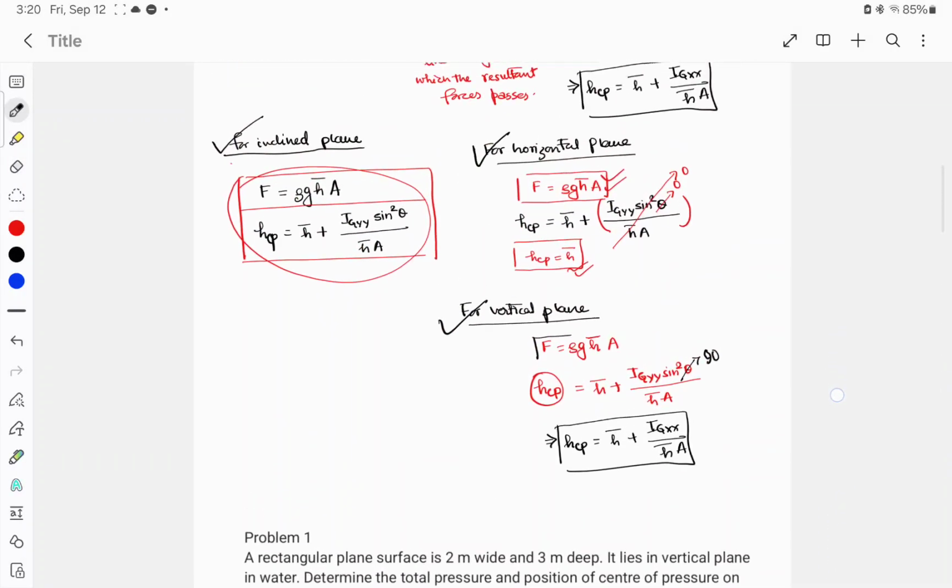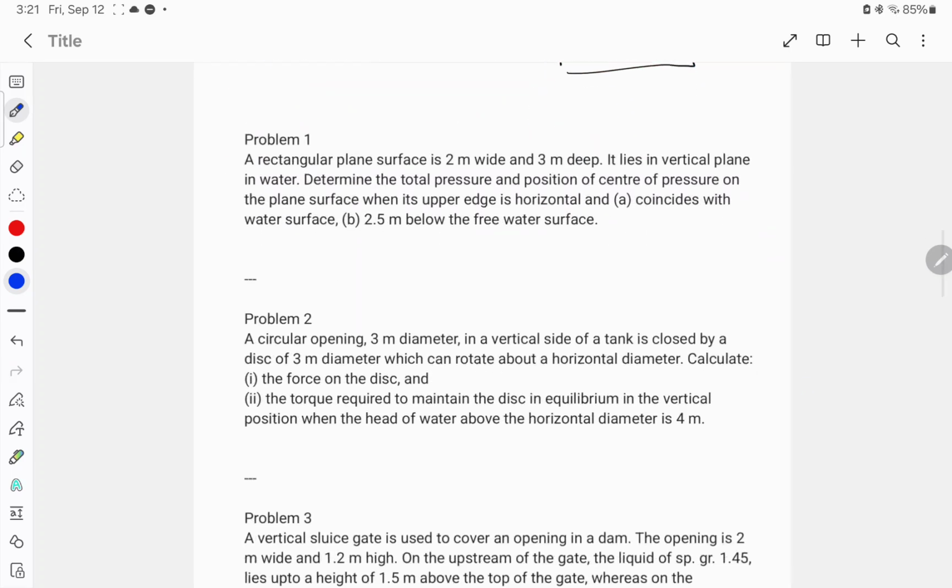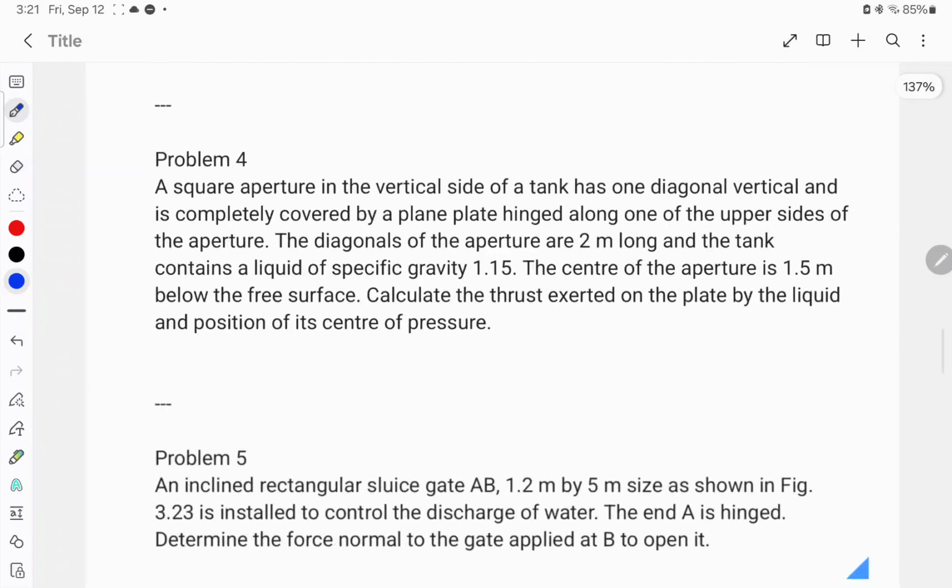But before that, there is a term I_G yy that we can see in the formula for the inclined plane, and I_G yy is in this one too. So we need to know some standard results for different kinds of I_G yy. We'll first study that and then move to these questions, so that our whole concept is clear.